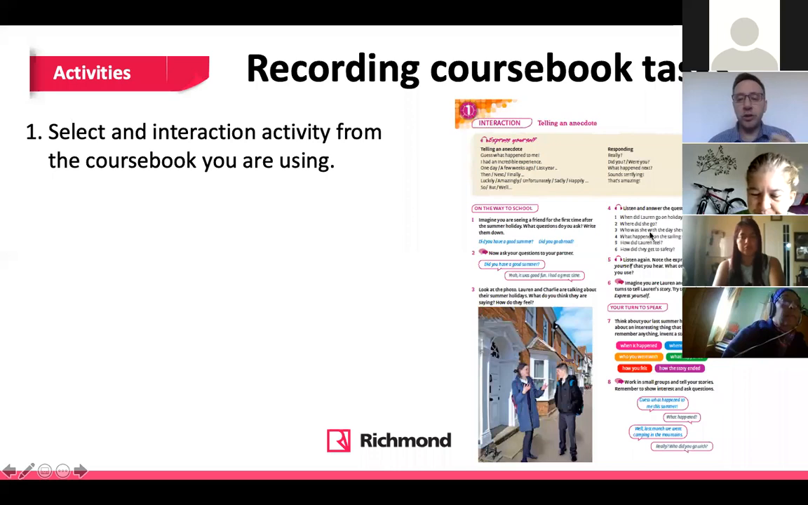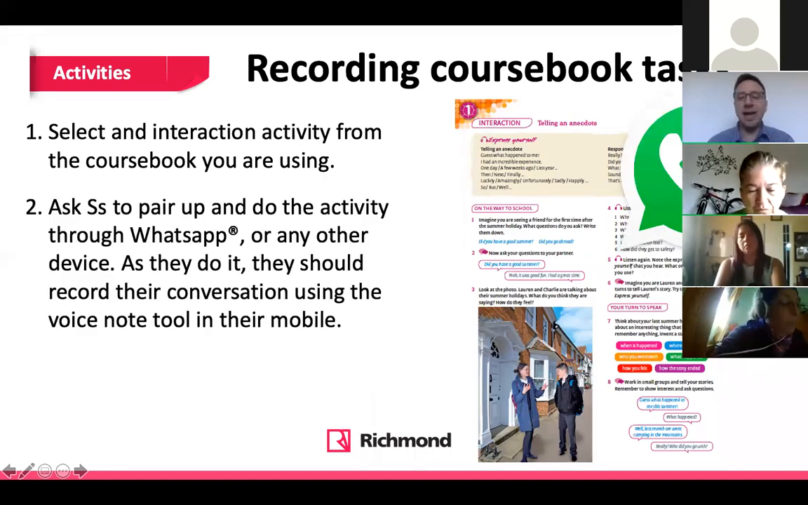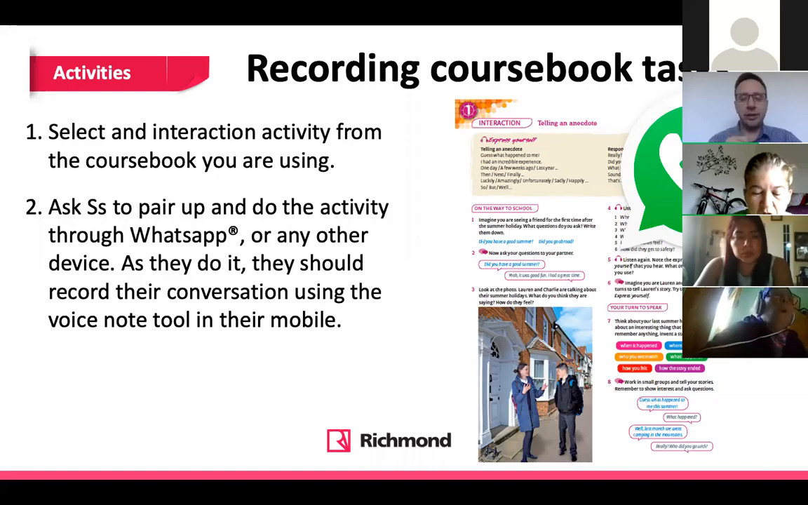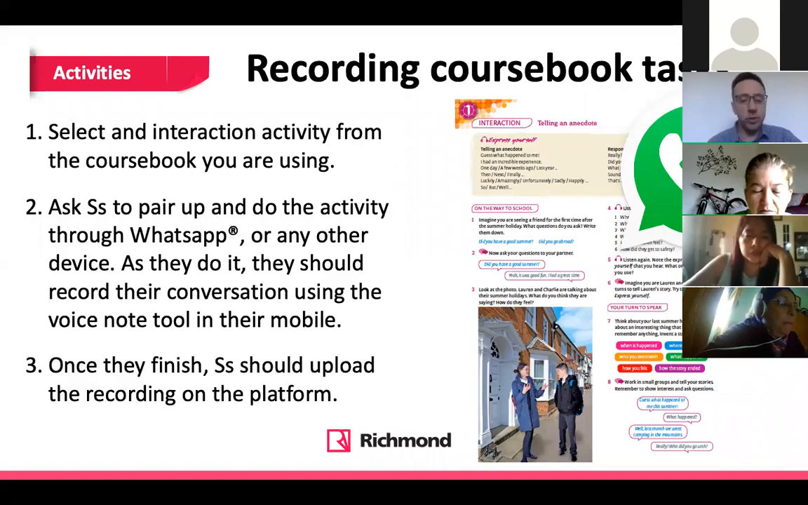So what we are going to do is ask students to create the final version recorded. For that, we will ask them to use WhatsApp. They can call each other, and they will use their voice notes on their mobile phone, okay? As they are talking on the phone, they are also recording their conversation with their voice notes. Once they have that audio, they will simply share it with you. They will upload it to the platform, depending on the function that you have.